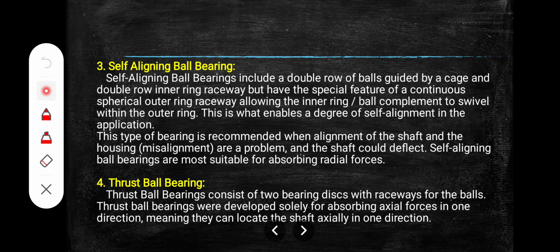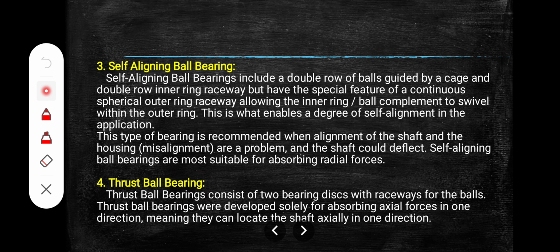This type of bearing is recommended when alignment of the shaft and the housing is a problem and the shaft could deflect. Self-aligning ball bearings are mostly suitable for radial force, since the shaft and housing have a misalignment problem that may damage the shaft. In that case the self-aligning ball bearing adjusts around 1 to 2 degrees as per the misalignment.